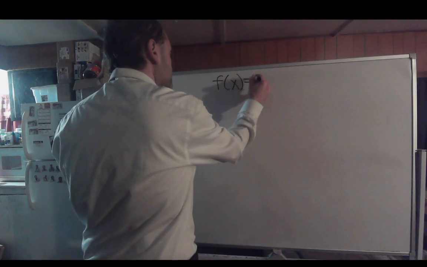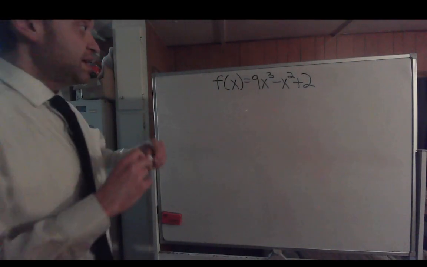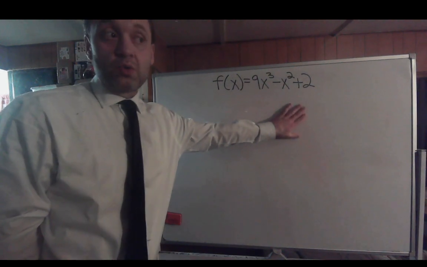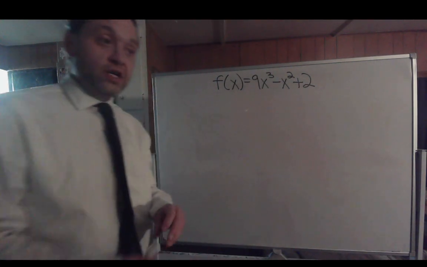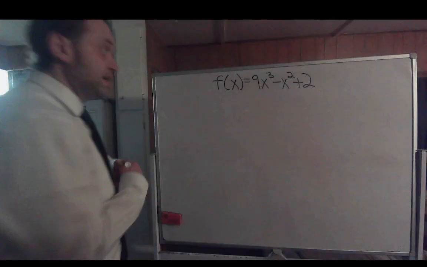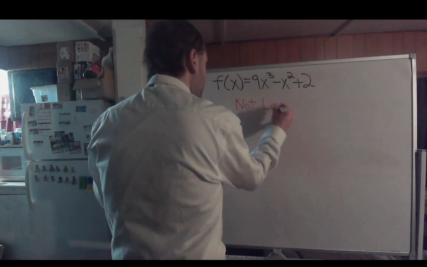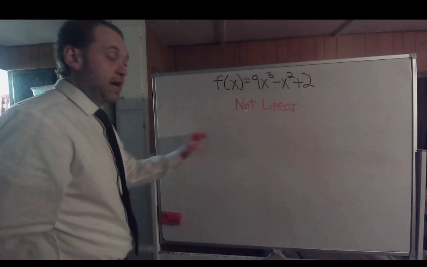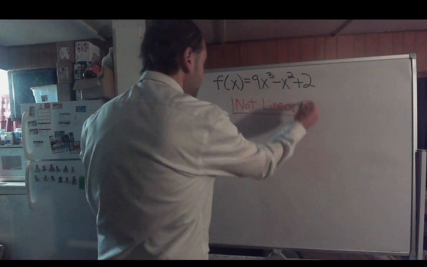f of x equals 9x to the third minus x squared plus 2. So we have f of x equals 9x to the third minus x squared plus 2. Is this a linear function? Well, what's the degree of your equation? The degree is always the highest power. The highest power is 3. This is definitely not linear, not linear at all, because you have a power of 3. Even if you didn't have a power of 3, you still have a power of 2 with that negative x squared, so it's still not a linear function.